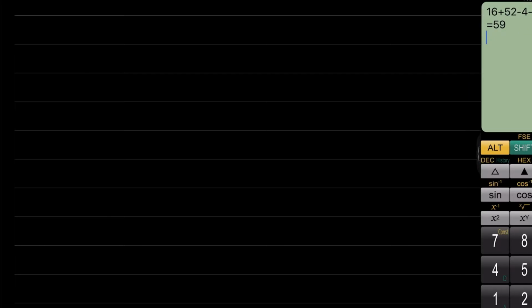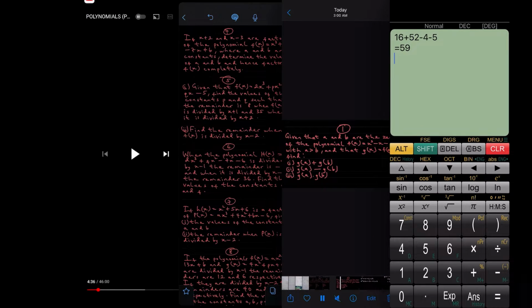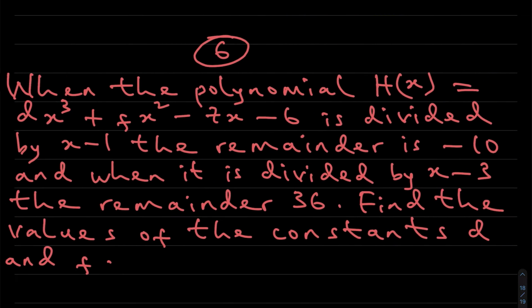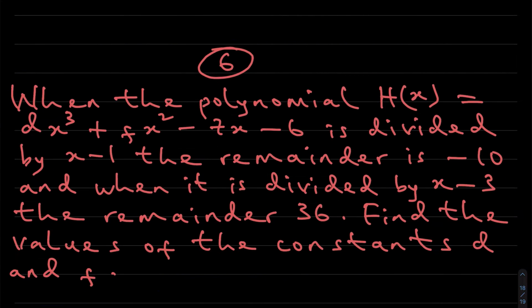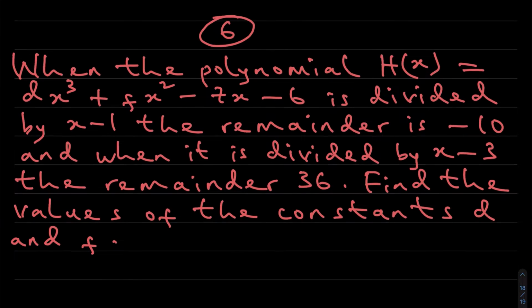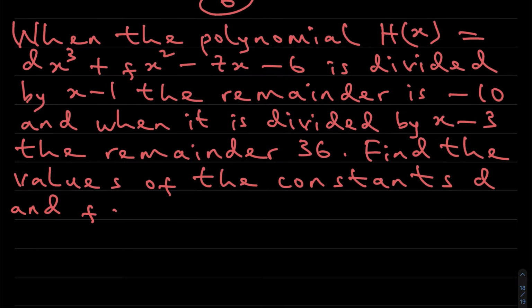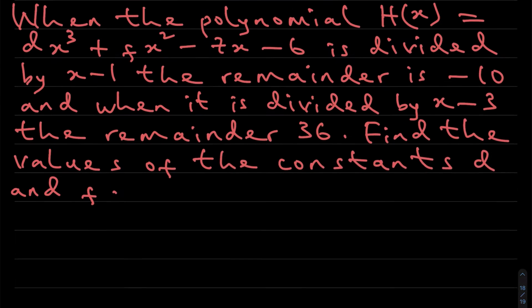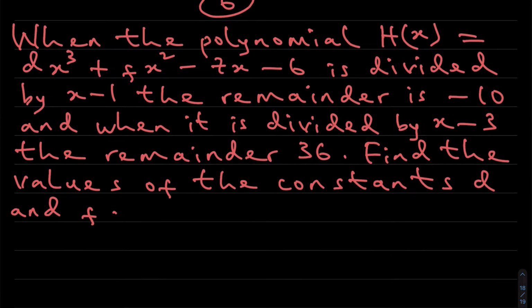Now we go straight to the next, which is number 6. When the polynomial h of x, which is equal to dx cubed plus fx squared minus 7x minus 6, is divided by x minus 1, the remainder is minus 10. And when it is divided by x minus 3, the remainder is 36. Find the values of the constants d and f.